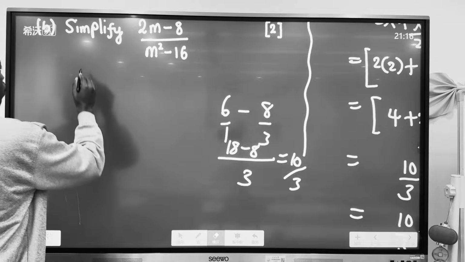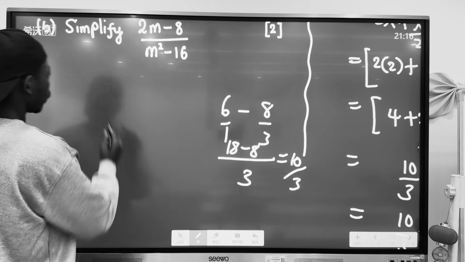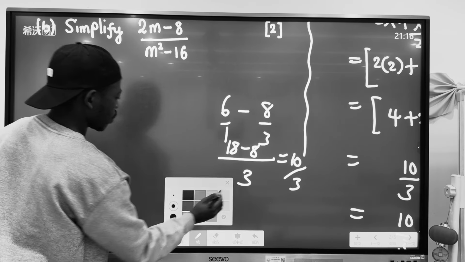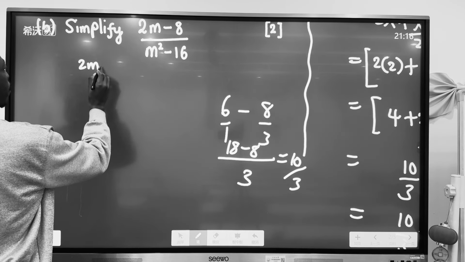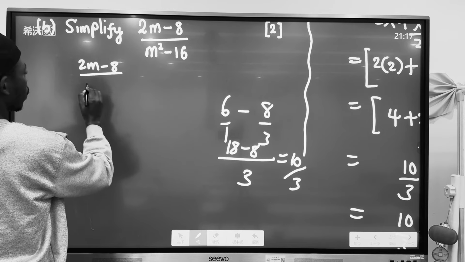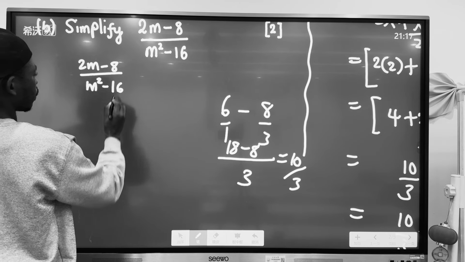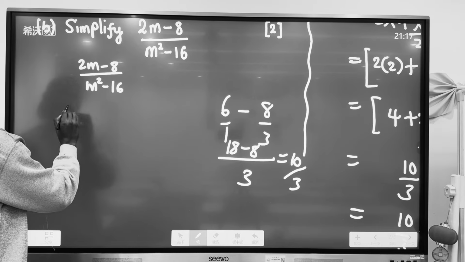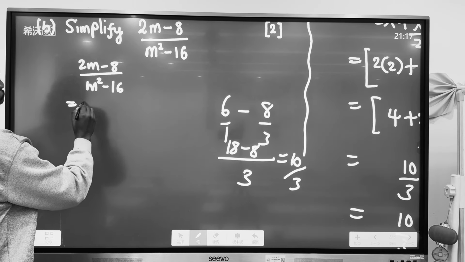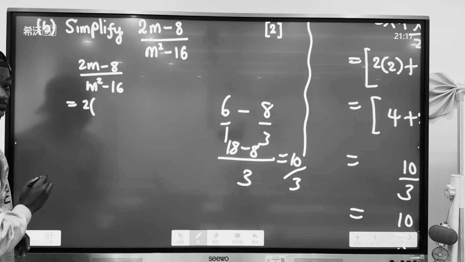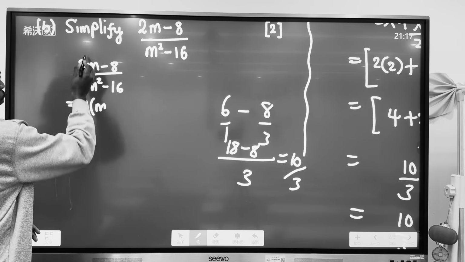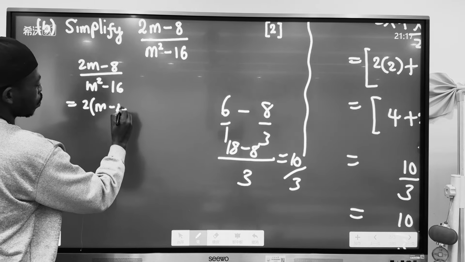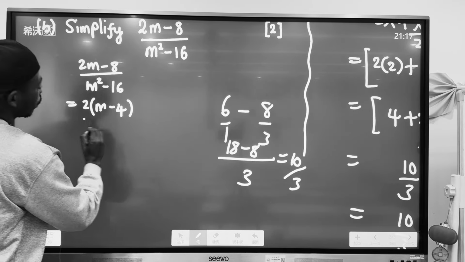So let's start. So we have 2m minus 8 over m squared minus 16. Okay. So you see that the numerator here, we can factorize something. So 2 is common, so 2 will be out. Then here I'll remain with the m. In other words, the 2 and the 2 cancel. Then 2 into negative 8, that's negative 4. You can see. Then what are we going to have down there?